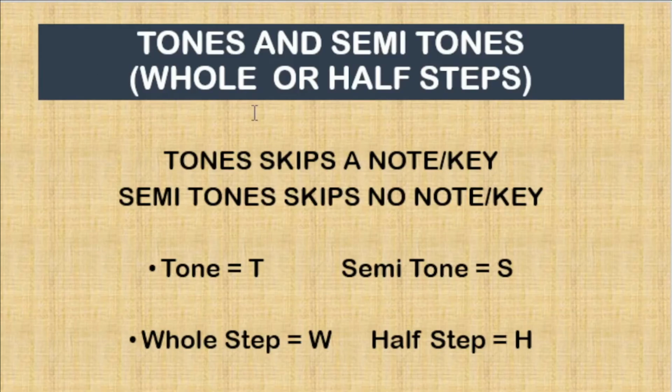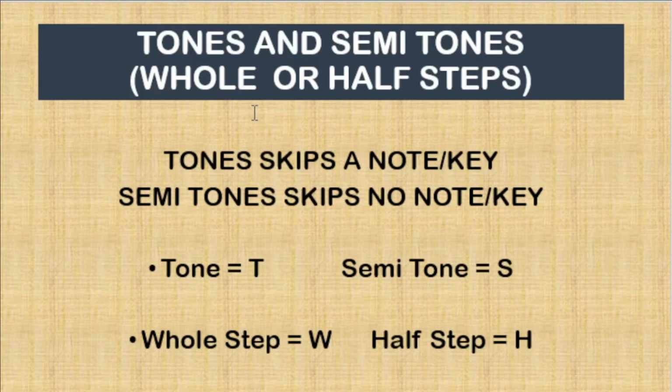A tone skips a note or a key. For every tone, you skip a note or a key. A semitone does not skip a note. Semitone skips no note or key. So that's just the intervals or the movement we are coming to learn right now. Tones skip a note, but semitones do not skip a note.